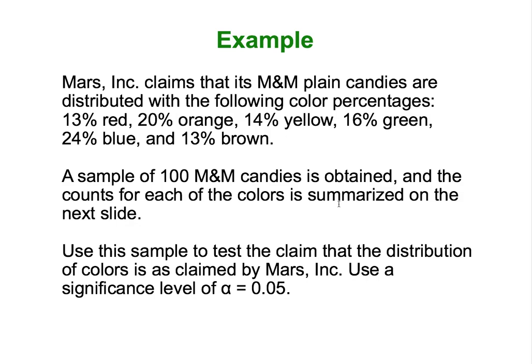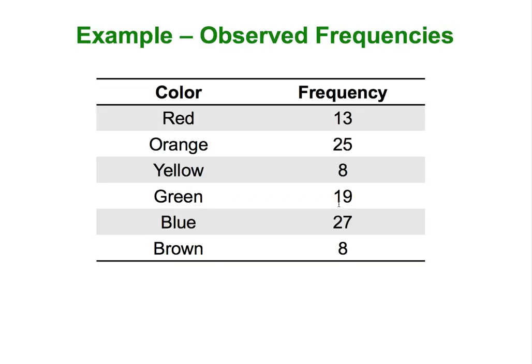We are told here to test the claim using a significance level of alpha equals 0.05. So our alpha, our significance level, is 0.05. So here are those observed frequencies, and we put them into an Excel spreadsheet, which I will show you in just a minute. And so here's what we got. We took our 100 candies and counted 13 red, 25 orange, and etc., as you see here.